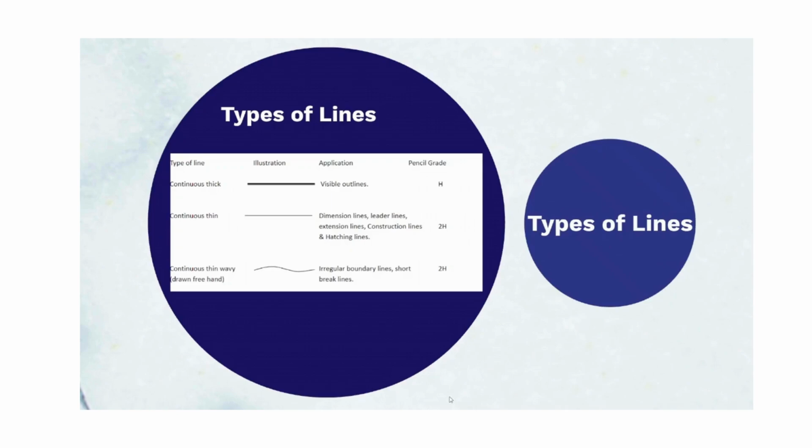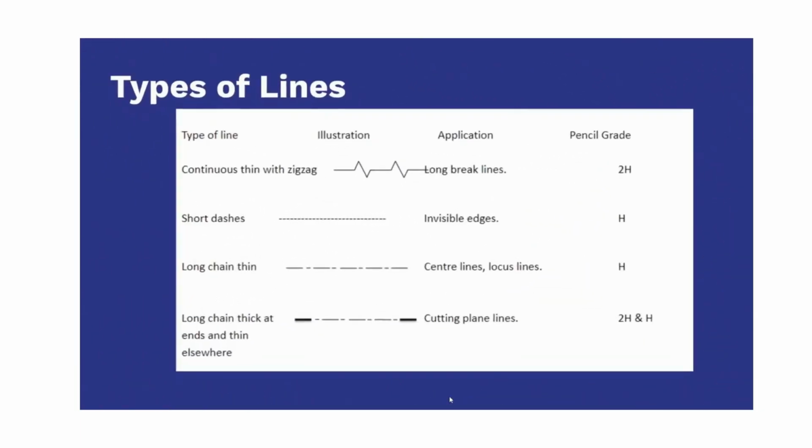It's an irregular boundary line or a short break line. Okay, next, what are the other types of lines we are going to see here? We have another line, a continuous thin line with zigzag. It's shown as a long break line.